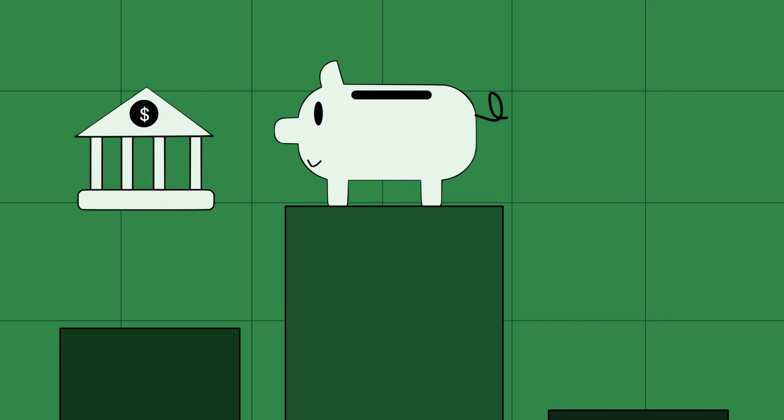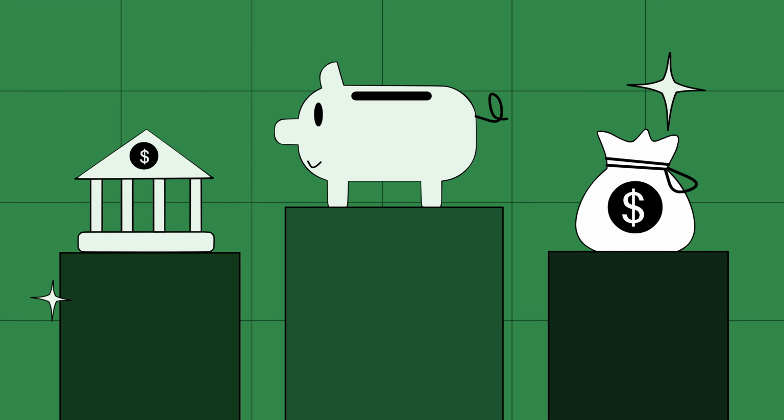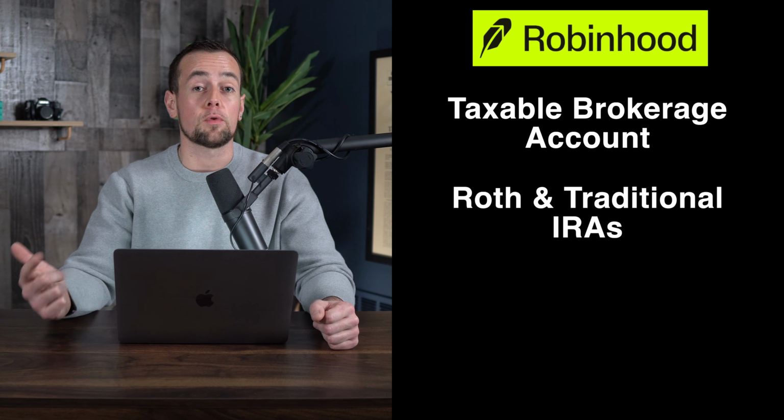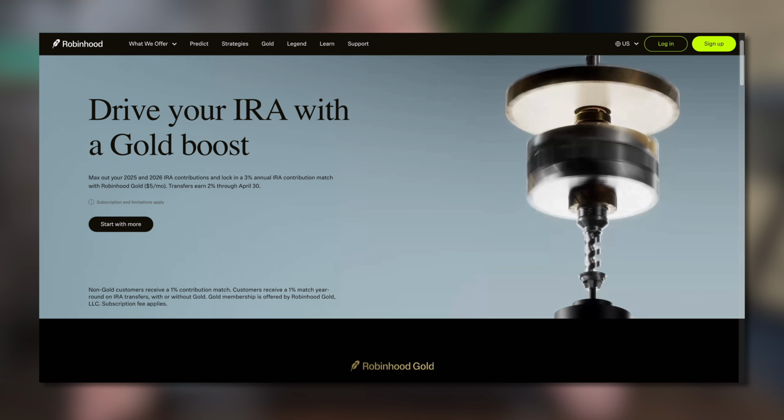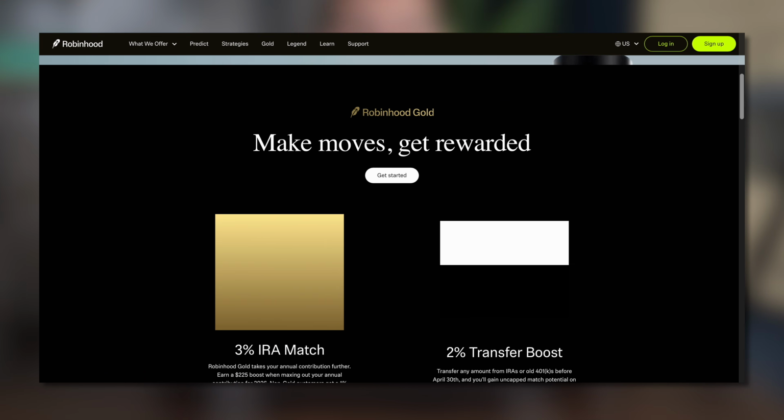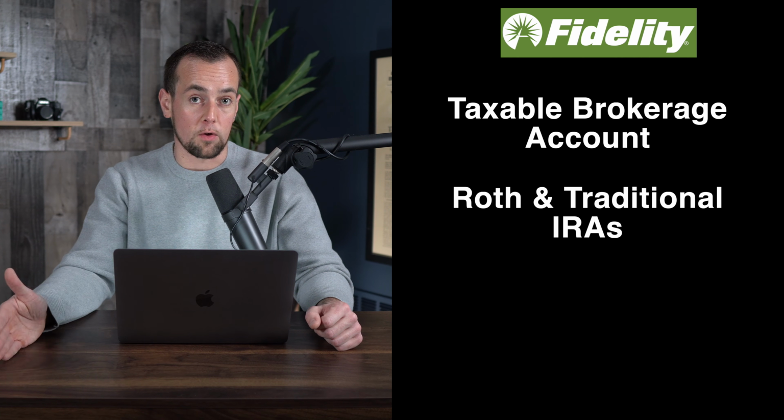Moving on now, let's talk about the different account types offered by both Robinhood and Fidelity. Starting off with Robinhood, you can open up a traditional taxable brokerage account, as well as both Roth and traditional IRAs. For many, that's more than enough to get started with investing for the long term. And speaking of retirement accounts, Robinhood offers a 1 to 3% match on contributions, which is a key differentiator. Fidelity also offers a taxable brokerage account in addition to both traditional and Roth IRAs.